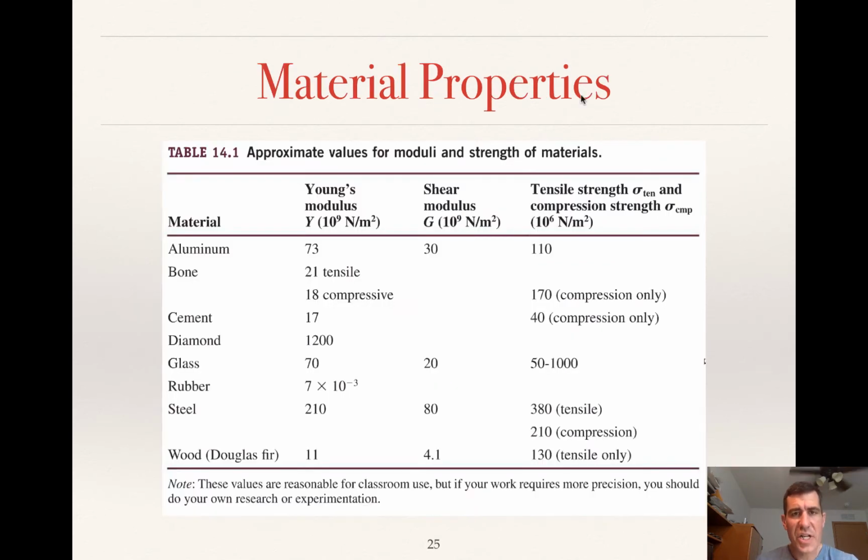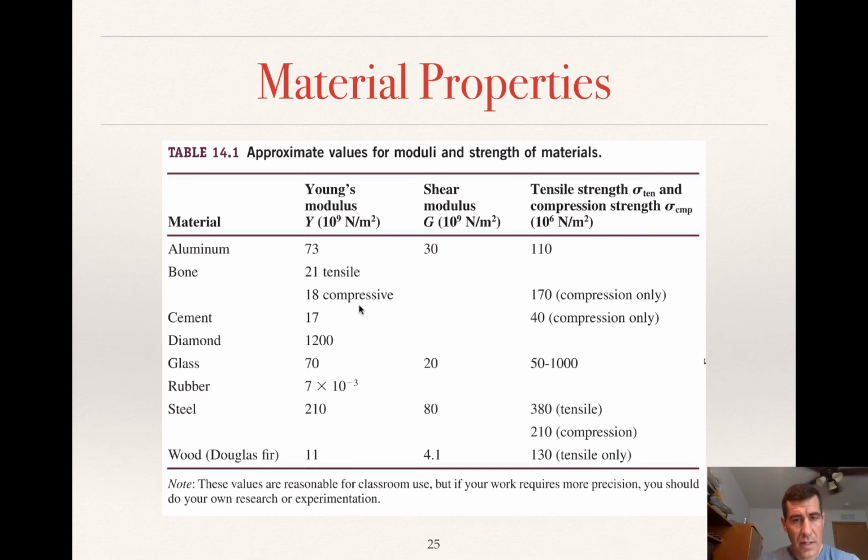So in general, if you need to know what these Young's moduli or the shear moduli are, typically you look them up somewhere, or you go out and measure them. So this is actually table 14.1 from your book. And you can look up, for example, aluminum. So Young's modulus is 73 times 10 to the 9th newtons per square meter, whereas shear modulus is 30 times 10 to the 9th newtons per square meter. Notice it's actually pretty common for most materials that the shear modulus is less than Young's modulus. And also for certain materials, especially things like bone, for example, Young's modulus can actually be different for tension and compression.